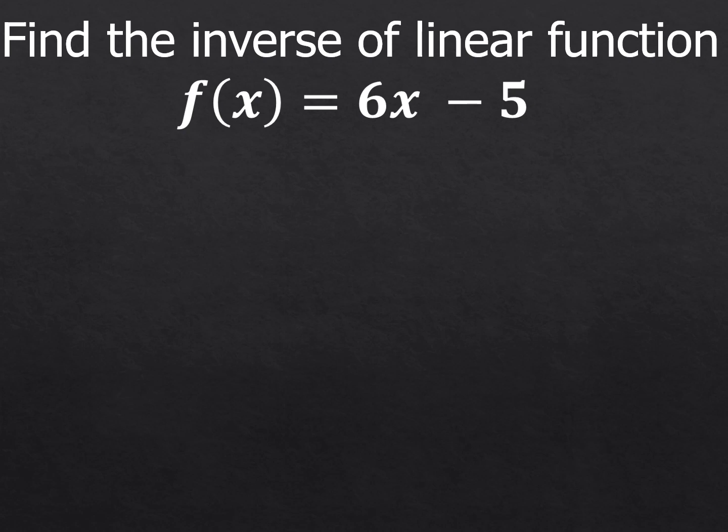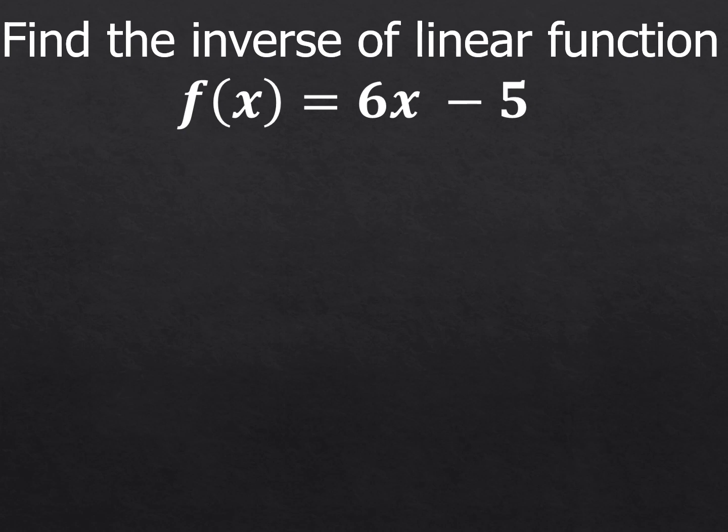Let's have an example. Find the inverse of linear function f of x equals 6x minus 5. Since this function is a linear function, it implies that this is a one-to-one function. Since this is a one-to-one function, it implies that it has its inverse. So let's start applying the steps in finding the inverse of a one-to-one function.